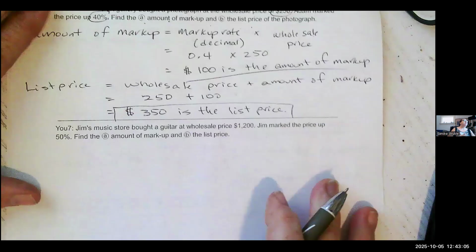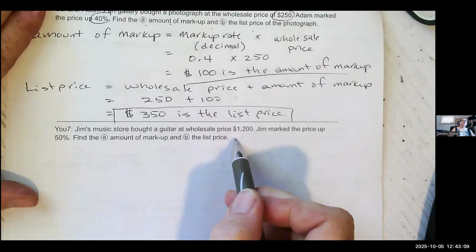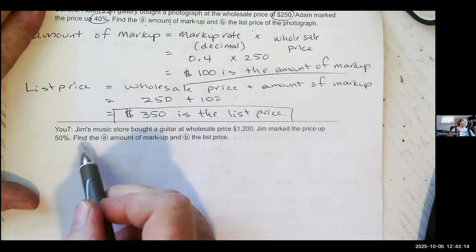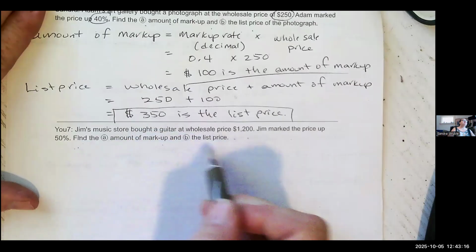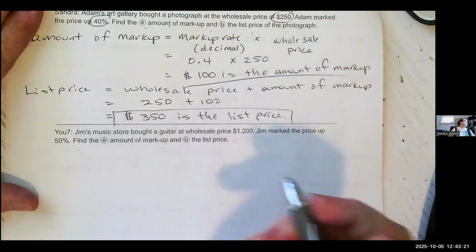All right, I'm going to leave mine here. I'm going to read this real quick to you. Jim's music store bought a guitar at a wholesale price of $1,200. Jim marked the price up 50%. Find the amount of the markup and the list price, exactly as I did up here. Pause the video, attempt this one yourself, and then come back to see how you did.